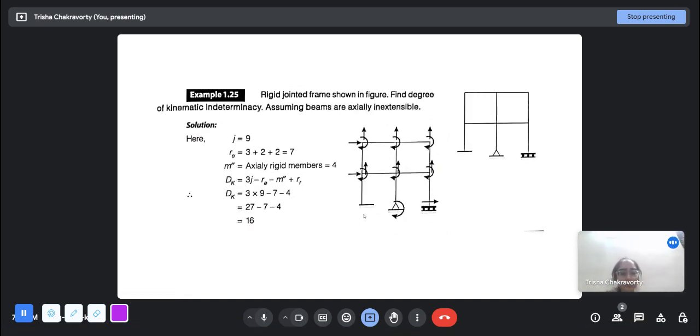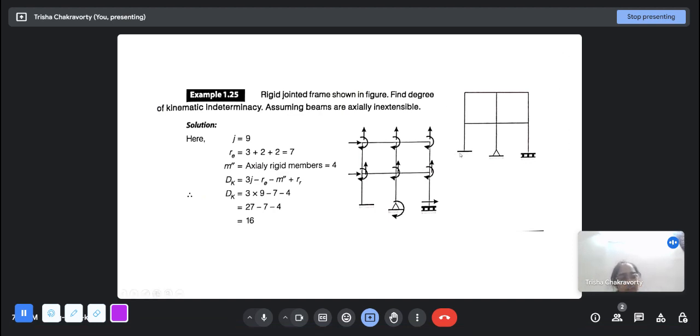This is a rigid jointed frame. If the beams are actually inextensible, that means we have four actually rigid members. These beams and columns: basically the vertical members in a building structure are columns, and the horizontal members are beams. If you look around you, you will find that there are columns and beams that you will see protruding out of the walls.